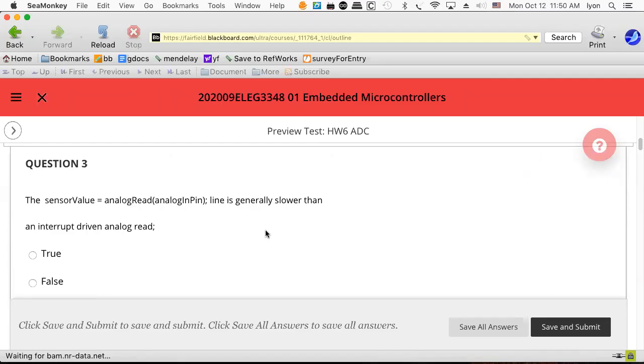There's the analog in pin. We saw how analog read was working before. We can use interrupt-driven stuff. What's interesting about the interrupt-driven stuff is we can interrupt the interrupt-driven stuff, or we can mask out interrupts so that they don't interrupt us.